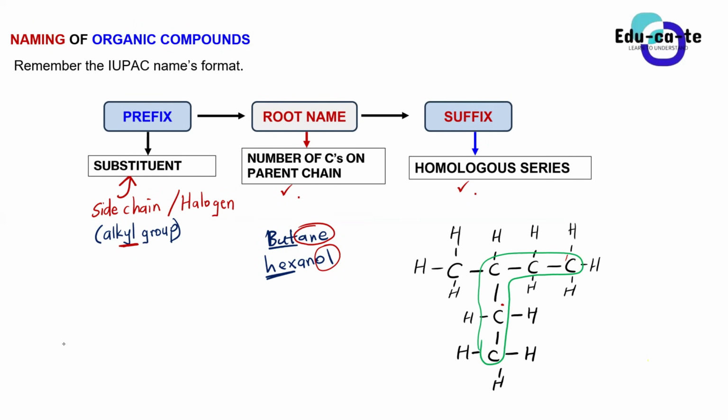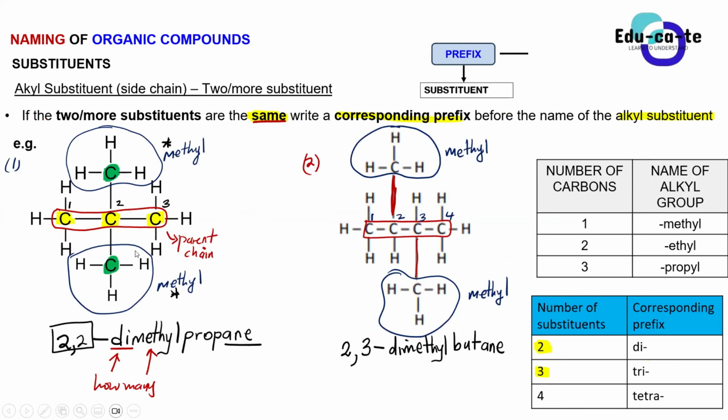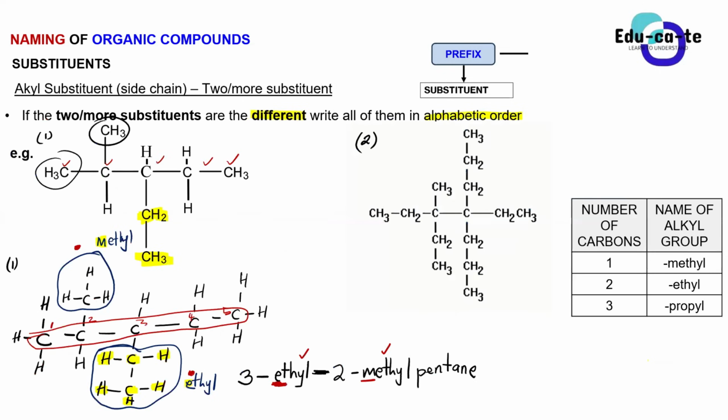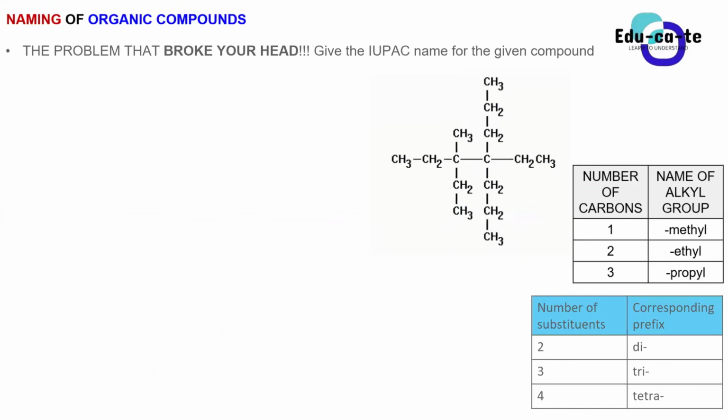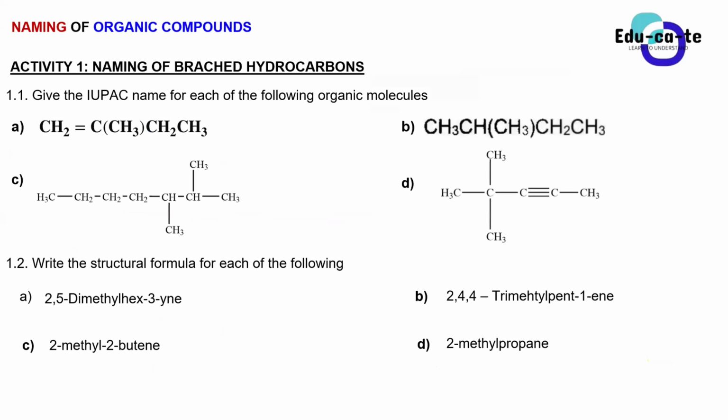Here's a homework for you. Let's go find the homework that you should have ready by Thursday. This one. 1.1, you give the IUPAC name for each of the following organic molecules. Then 1.2, you write the structural formula for each of the following. You just correct the name here. This is actually a trimethyl. It's a wrong spelling a bit, but this is the activity that you have, guys.